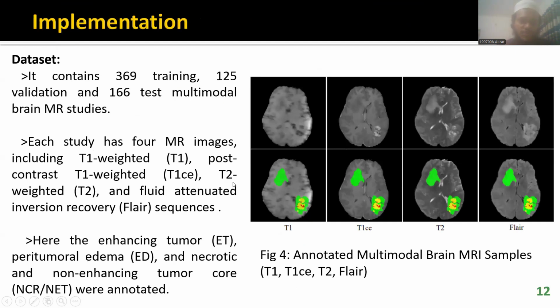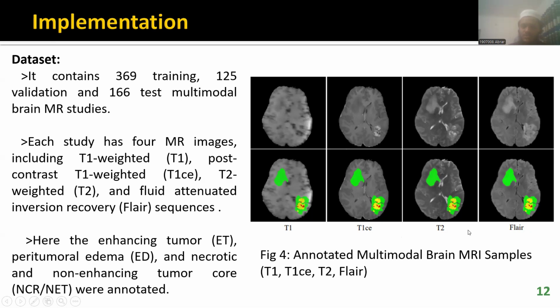Here we have talked about the dataset, which is the BraTS dataset. There are actually 369 training, 125 validation, and 166 test multimodal brain MRI studies. Each study has 4 MRI images, including T1 weighted, post-contrast T1 weighted, T2 weighted, and fluid attenuated inversion recovery sequences. The enhancing tumor, peritumoral edema, and necrotic and non-enhancing tumor core were annotated.